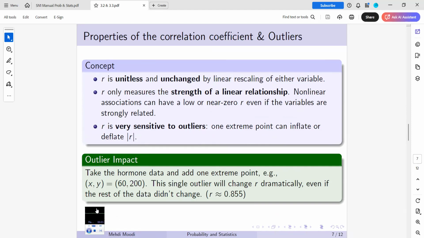Outliers are like plot twists. One surprise and the whole story changes. Deal with the drama queen point before calculating R.